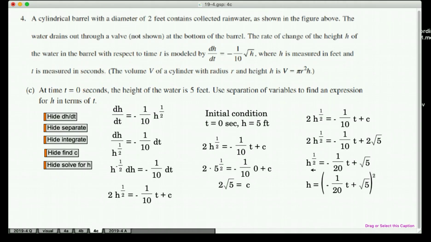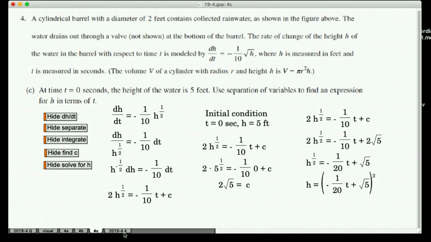And then I need to square both sides to get rid of the 1/2 power. And you need to square the entire side. You cannot distribute squares or square roots. You can only distribute multiplication through addition and subtraction. Okay, so this becomes h, and this entire side here is squared. So we now have solved h in terms of t.